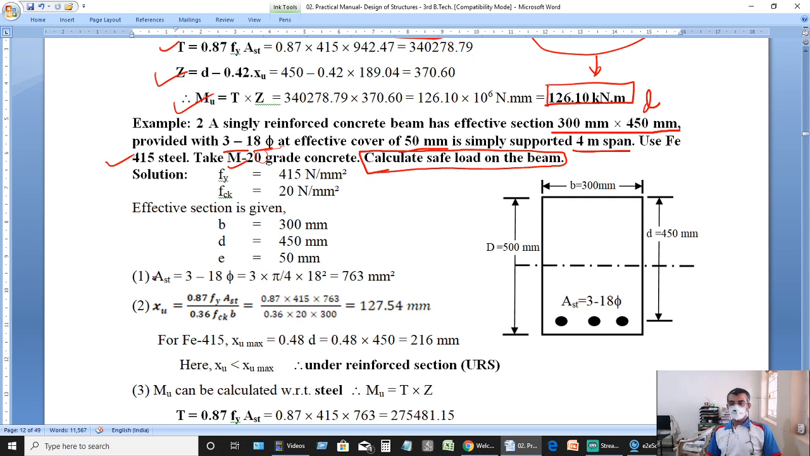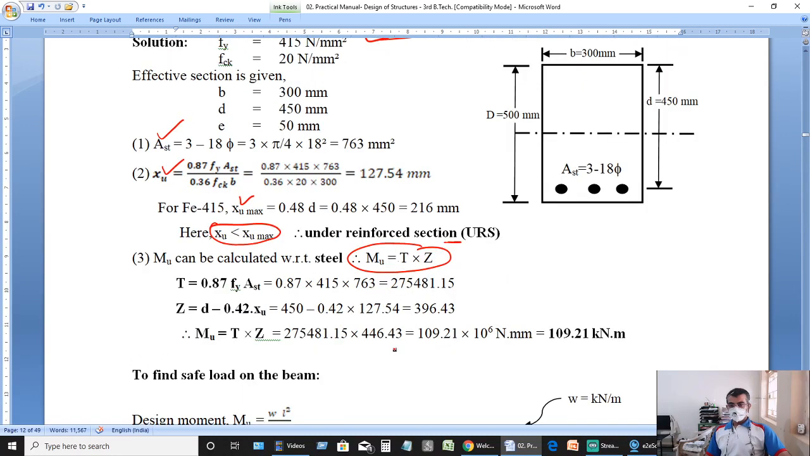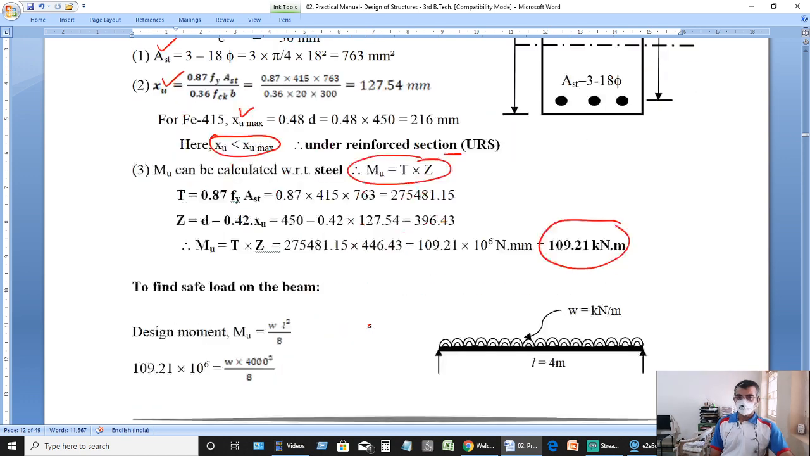So first of all we find out the area of steel, then you find out the XU, then you find out the XU max. You compare XU with the XU max to see whether this is an under-reinforced, over-reinforced or balanced section, to find out the Mu. So find out the Mu, and you get the Mu, that is here 109.21 kilonewton into meter. Now safe load is asked.